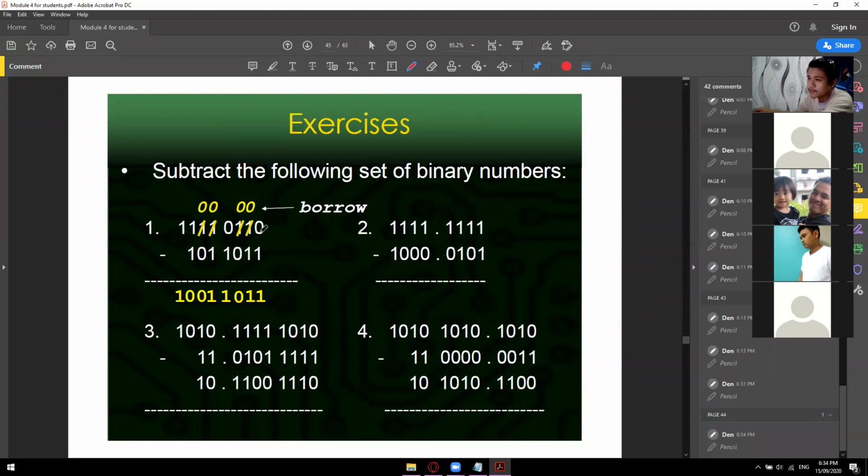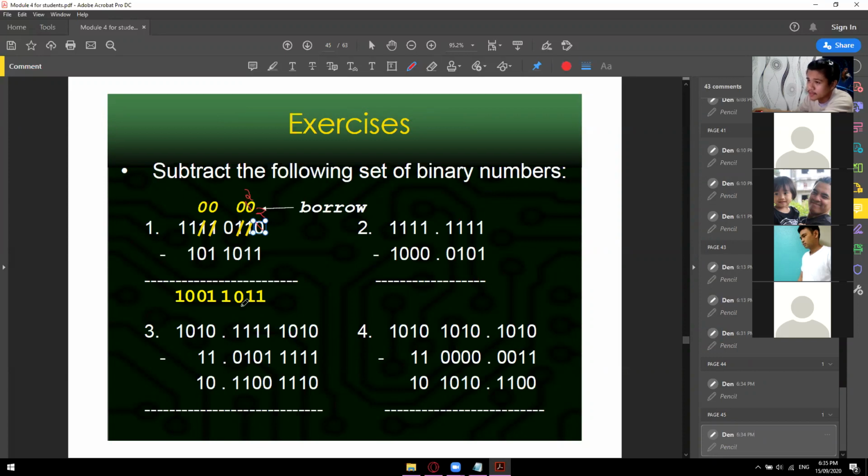So, another example. So, 0 minus 1 cannot be. So, we have to borrow. So, this 0 will become 2. So, 2 minus 1 is 1. So, 0 minus 1 cannot be. So, we have to borrow again. So, this 1 will become 0. So, this 0 will become 2. 2 minus 1 is 1.